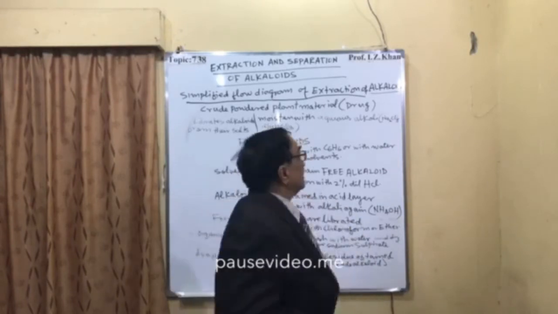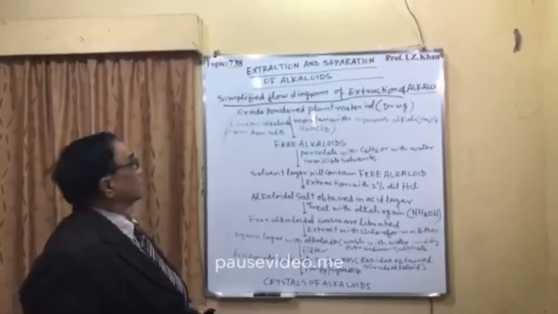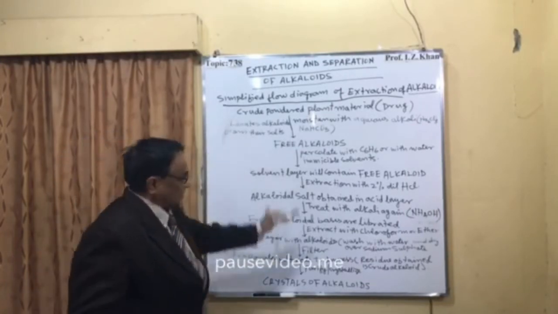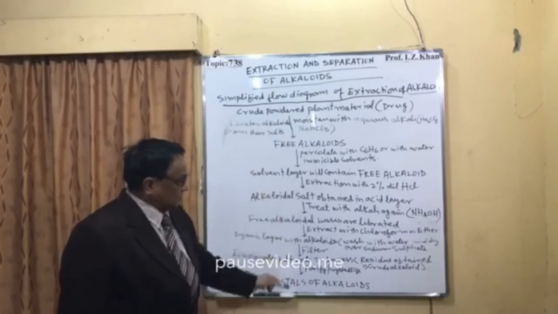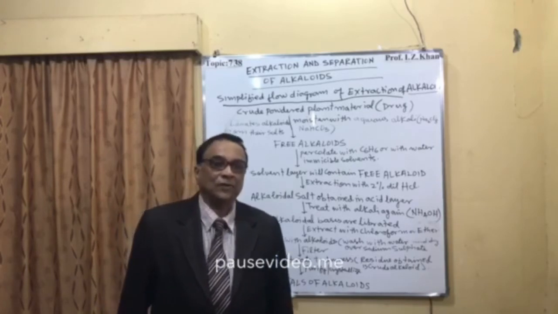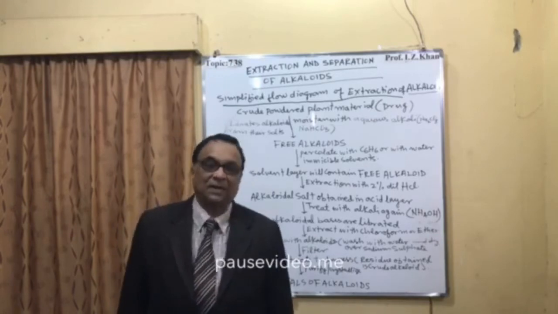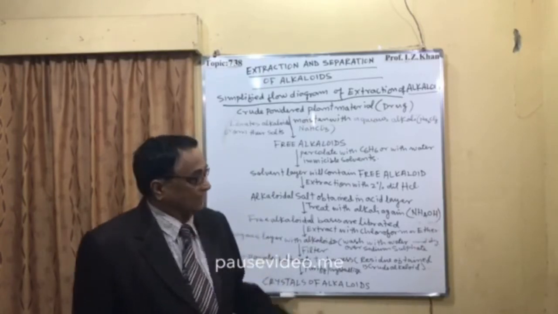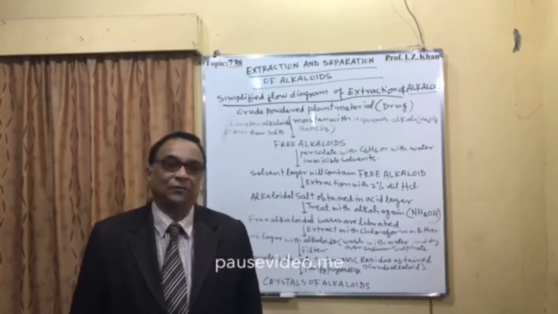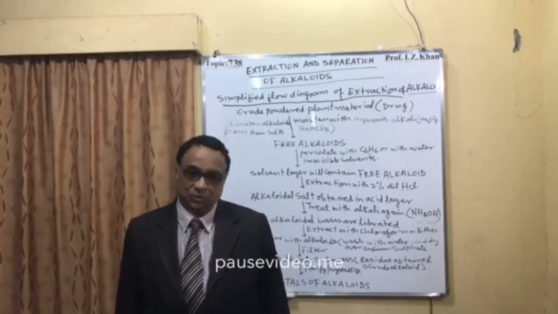I have given here the simplified flow diagram of extraction of alkaloid. It is the same thing that I have already told you, and this write-up is for the students. They can copy it down, and it will help a lot once they are going for the extraction, isolation, purification or structural establishment of alkaloids. In this chapter I am delivering the lecture in such a way that it is helpful to undergraduate, postgraduate as well as PhD students.